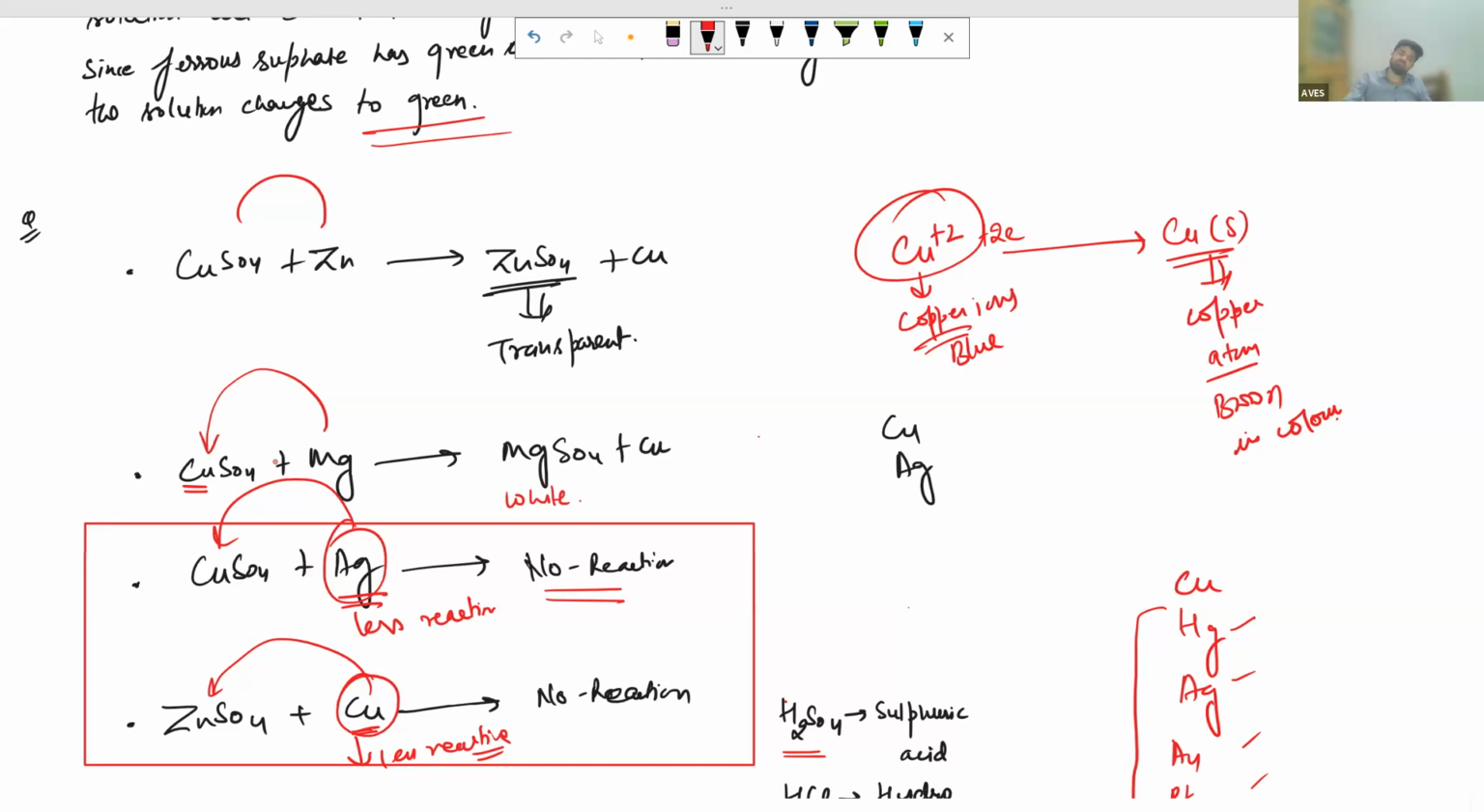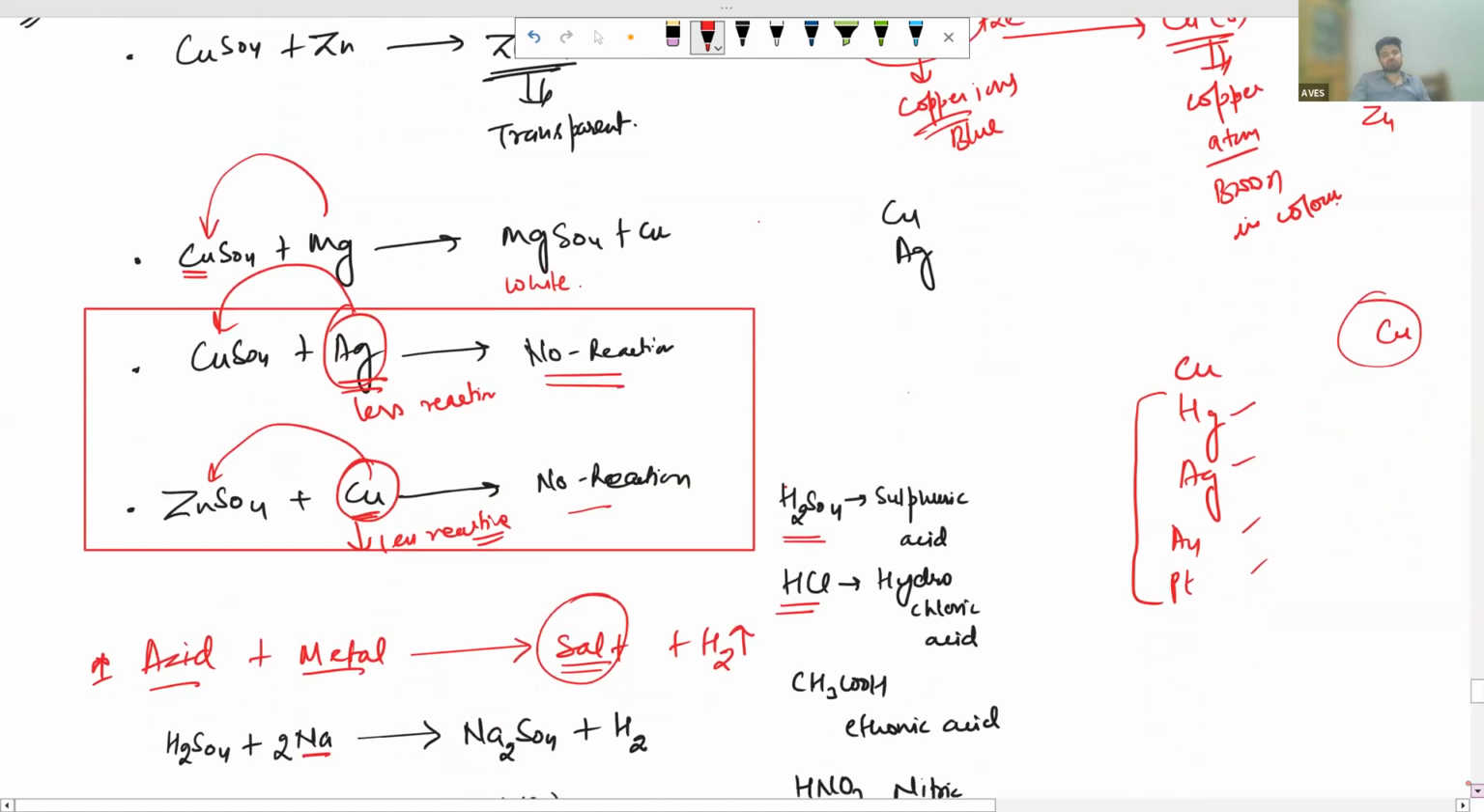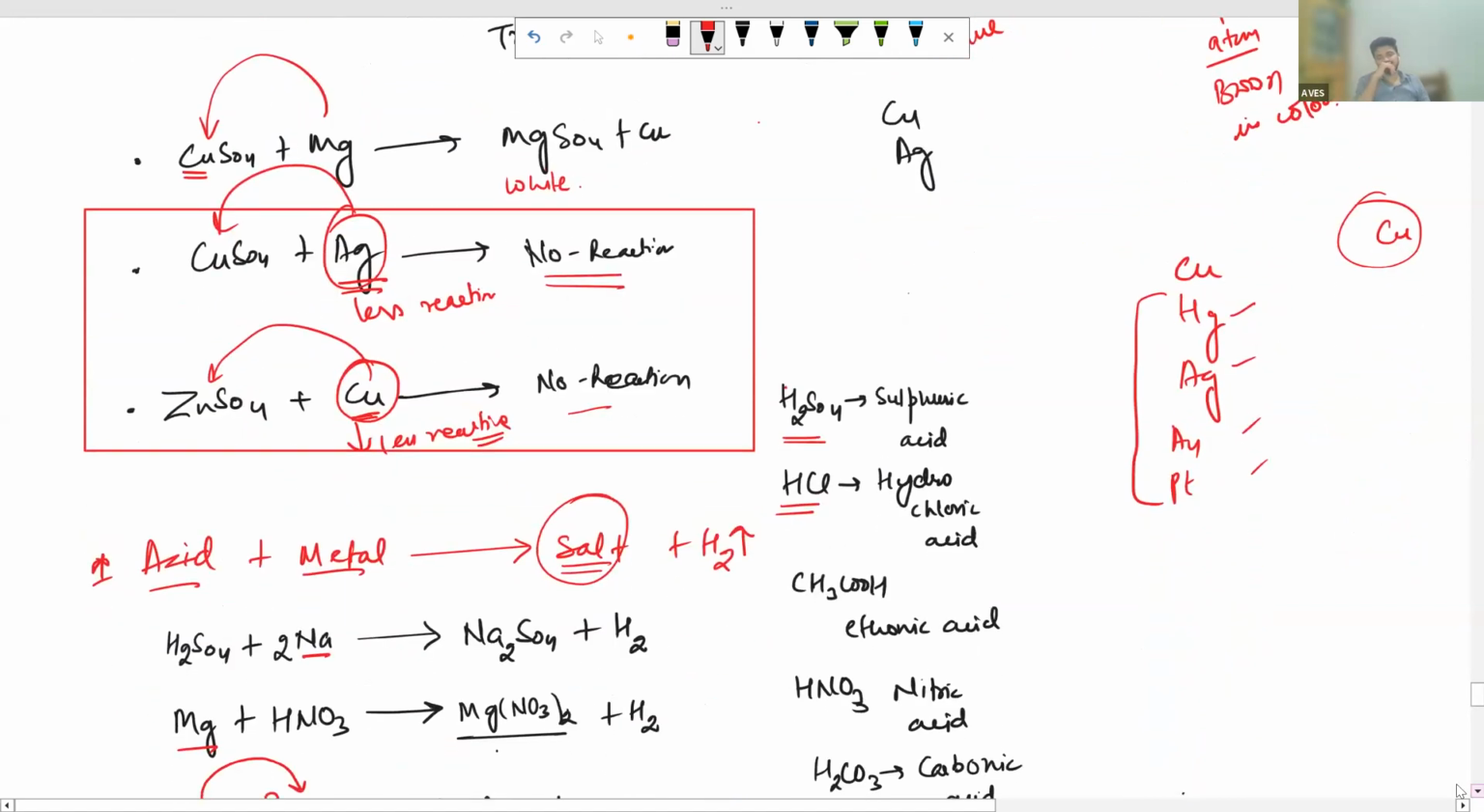Similarly, if you have zinc sulfate and copper is added to it, there will be no reaction. Why? Because zinc comes at the top and copper comes below. So copper is less reactive and zinc is more reactive, so it will not be able to displace. You understood? Yes or no? Note it down. Note these two equations that have no reactions.